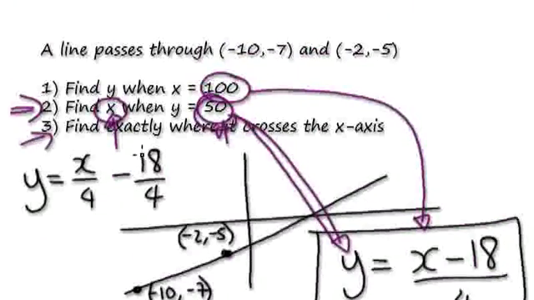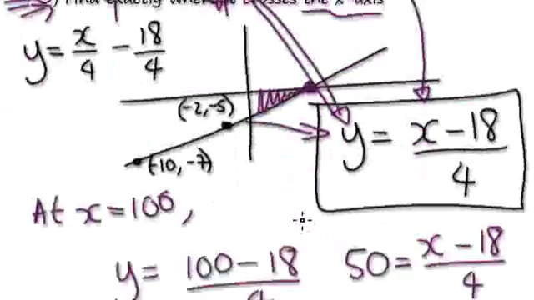And then find out exactly where it crosses the x-axis. So it crosses the x-axis here. So y at that point there would be 0, because y would be 0 at that point. So to answer question 3, put 0 into y and then work backwards to find out x.